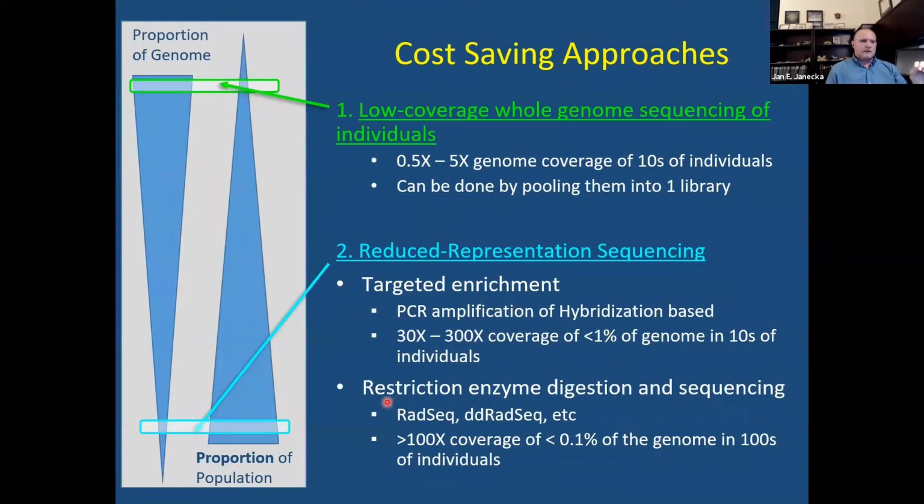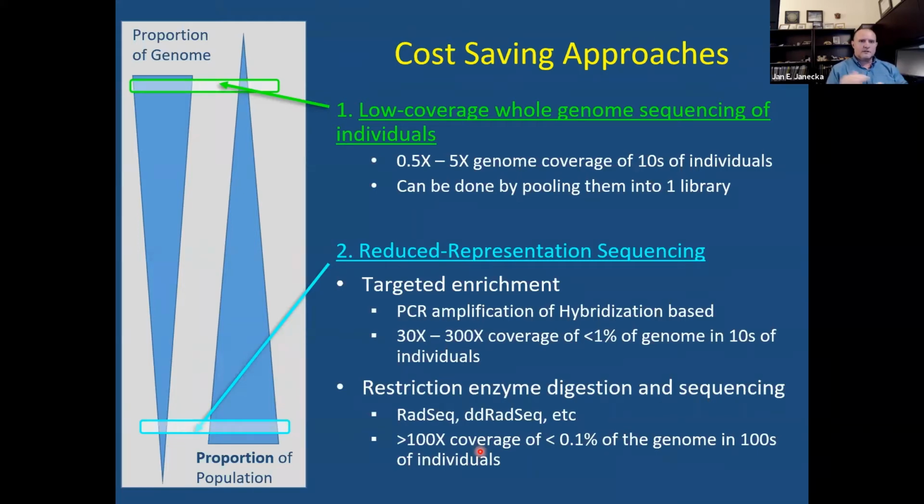Another possibility is to do restriction enzyme digestion and sequencing. That's what's referred to as RAD-seq, right? Double RAD-seq. In these approaches, you're sequencing a small fraction of the genome at high coverage. It's fairly random as to what sites you're sequencing, and you can do this for hundreds of individuals, right?